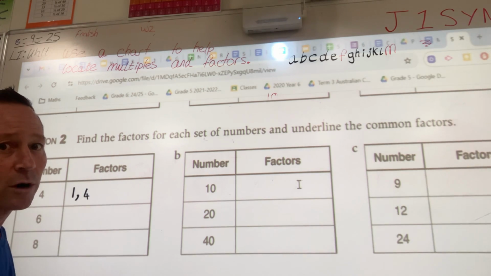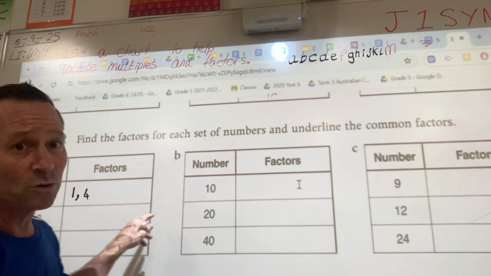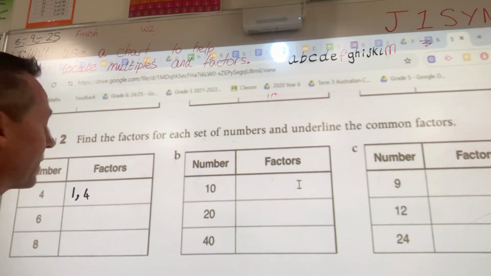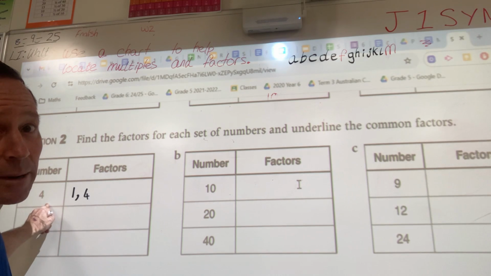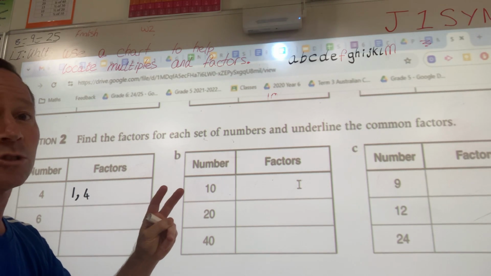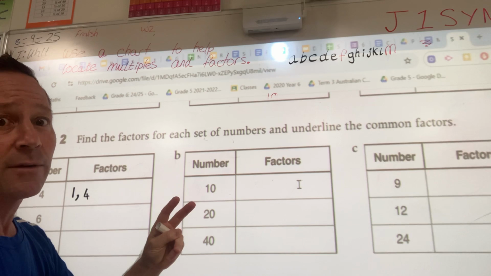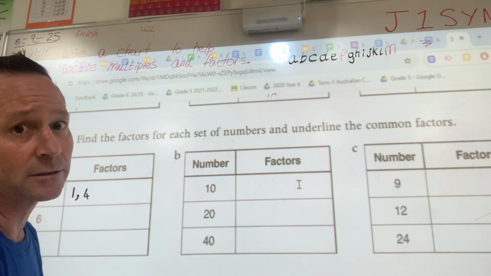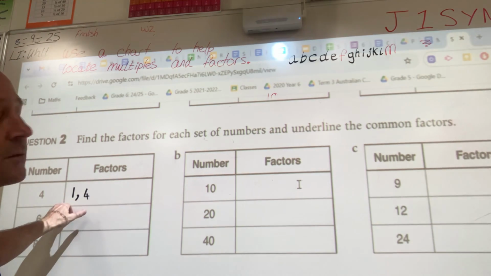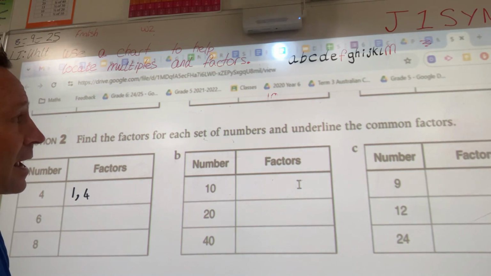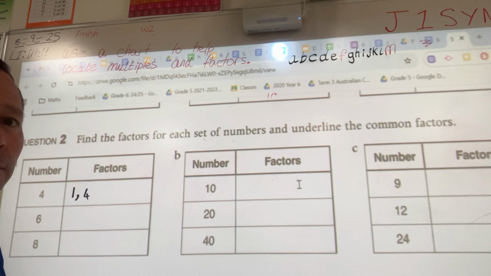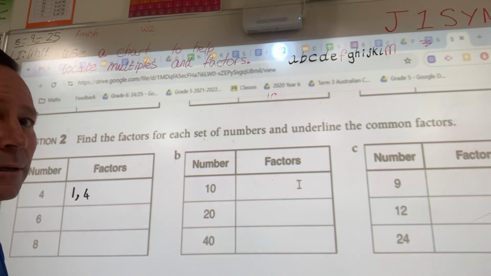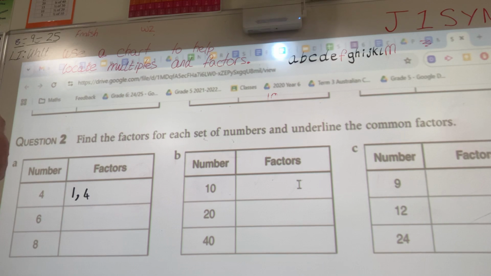However, is there more? Remember, if there's only just 2 numbers, then that would make it a prime number. And the only even prime number is 2, because 2 times 1 is 2. There's no other factors, you can't do something else times something else equals 2. So any other even number has to be a composite number. Alright, find the factors for each set of numbers and underline the common factors. Don't worry about that part. All I want, just list all the factors.